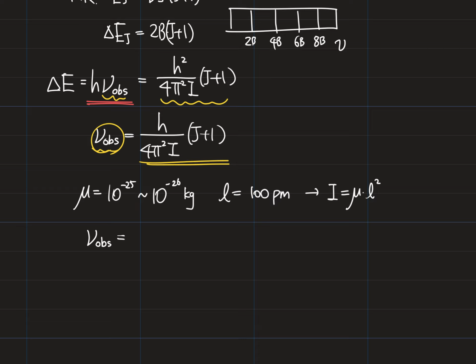So this is like 10 to the 10 hertz, 10 to the 11 hertz area. So this is about the microwave region. That's why we say that rotational motion is related to microwave spectroscopy. So this is quite an obvious example. Okay, let's move on to the next section.